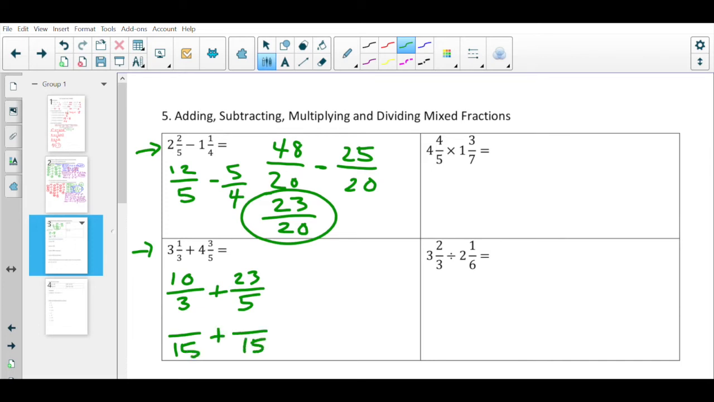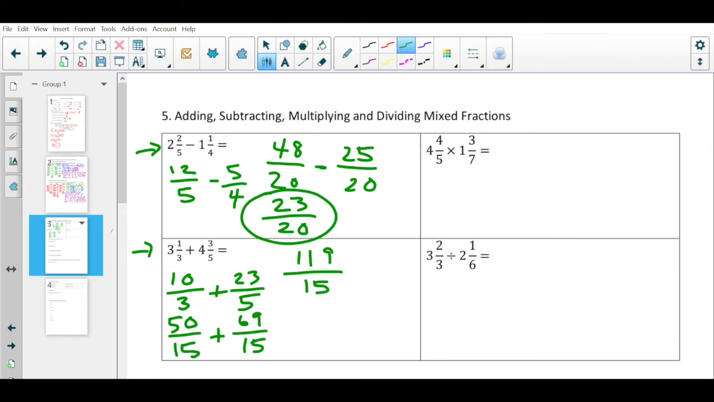For 10 thirds, 3 goes into 15 5 times. So we say 10 times 5 is 50. And 5 goes into 15 3 times. So 3 times 23 is 69. And when we add up 50 plus 69, that is 119. 119 fifteenths. Okay?